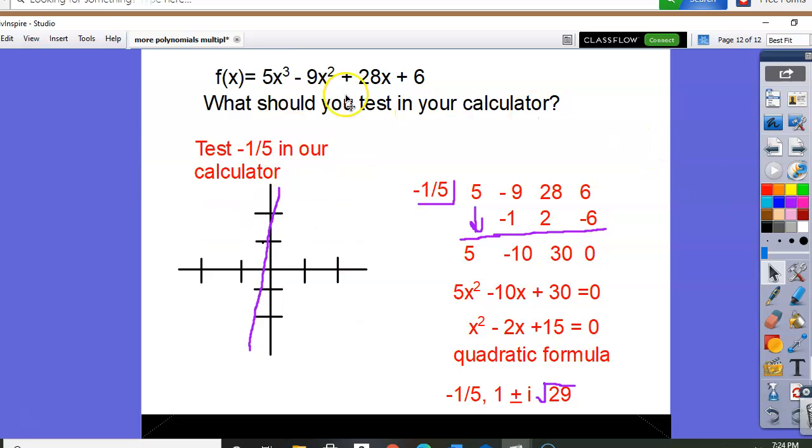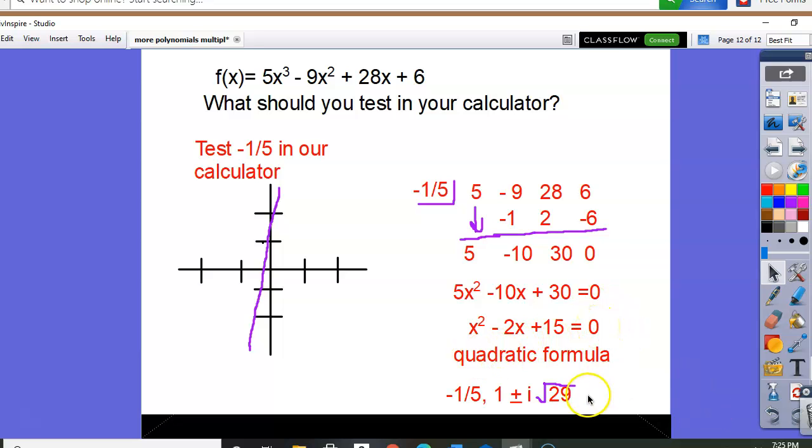All right, so you should get that. So that means that negative 1 over 5 is a 0. So now we're going to use synthetic division to get down to x squared. When you use synthetic division here, I got down to 5x squared minus 10x plus 30 is equal to 0. I took out a 5 on both sides to get down to x squared minus 2x plus 6. And then I have 0 divided by 5, which is still 0.